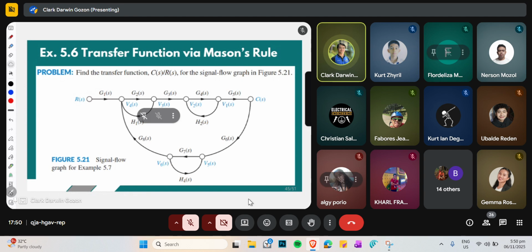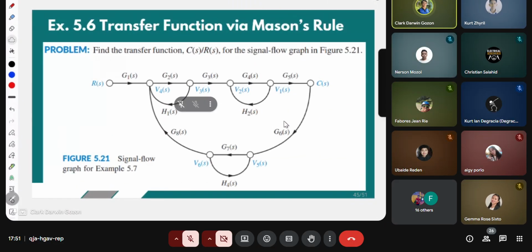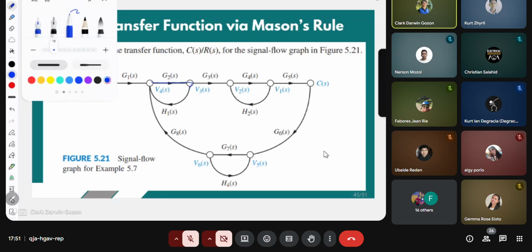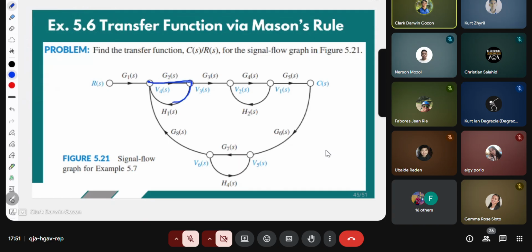In the next example, we have this one. Again, we need to identify the number of loop gains. If you look at the diagram, this is one loop gain, G1, G4. Then G2, H1, then G4, H2. This one is G7, H4. Then this very big loop. So all in all, we have 5.